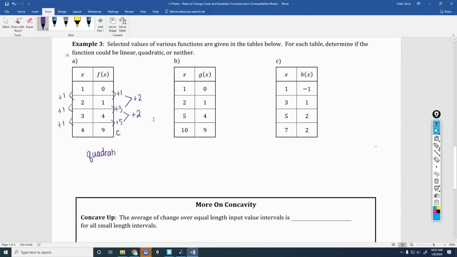Now, I do kind of like the guy who makes these notes is much more precise than I sometimes am. He doesn't say which one is linear, quadratic, or neither. He said which function could be linear, quadratic, or neither. This function could be quadratic. Why do they not say it is definitely quadratic?